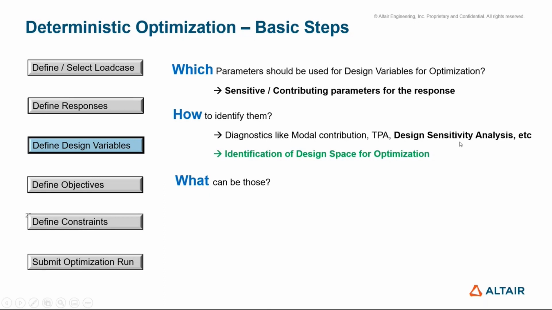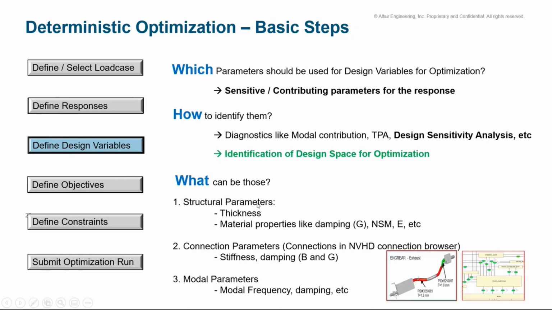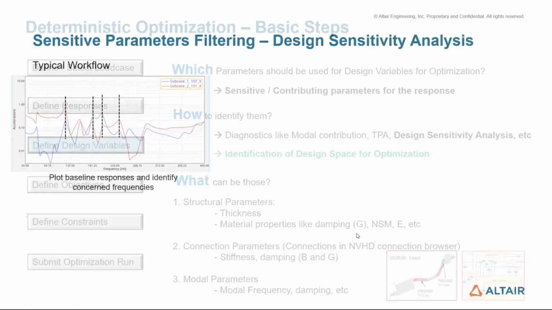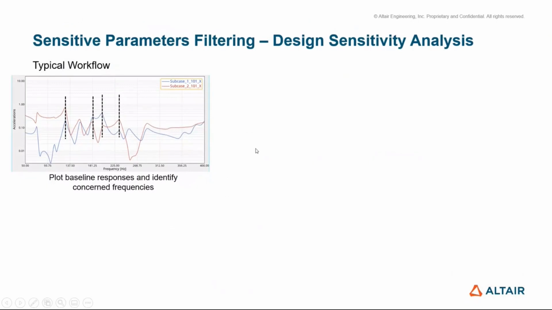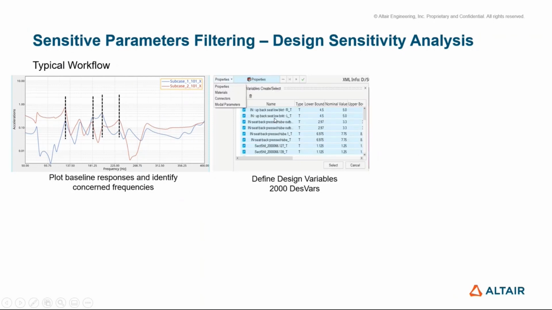And typically this is done using design sensitivity analysis. Those can be thicknesses, material properties, connection stiffnesses, damping, and modal parameters. So what is the typical workflow to identify these sensitive design parameters? You will plot your responses and identify the concern frequencies which you want to take below the target. And for those concern frequencies, you will define the design variables.